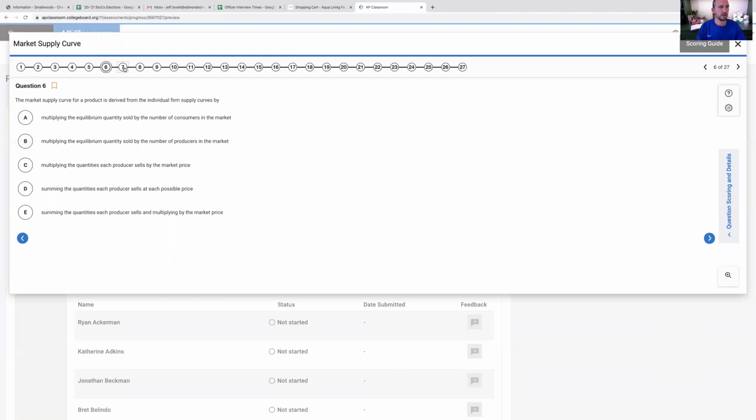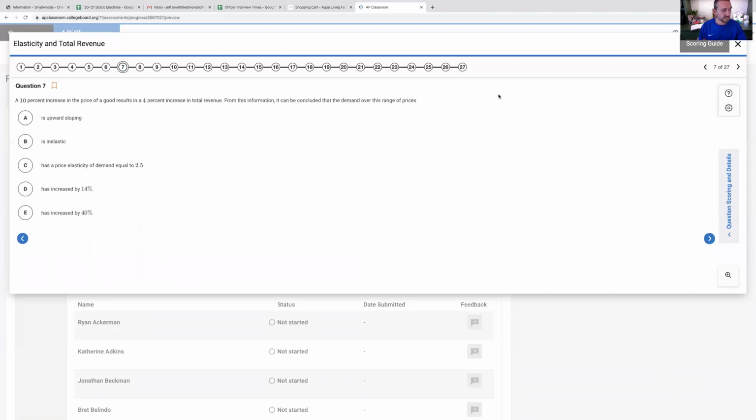Okay, number 7. So the next couple, you're going to have to do a little bit of math. Okay, this says you have a 10% increase in the price of a good, and that results in a 4% increase in total revenue. So the price of a good goes up, and the total revenue generated by selling the good also goes up. So if your price and total revenue change in the same direction, you know that the good must be inelastic. That's the total revenue test.